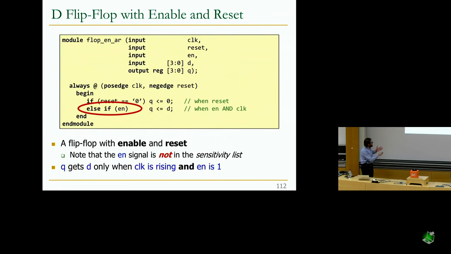Okay, so this is basically the human language description of the circuit. Q gets T only when clock is rising and enable is one, at least this part. We don't talk about the reset part because we've discussed that.